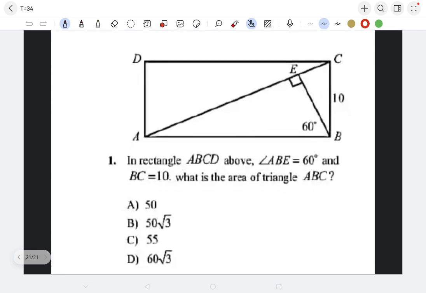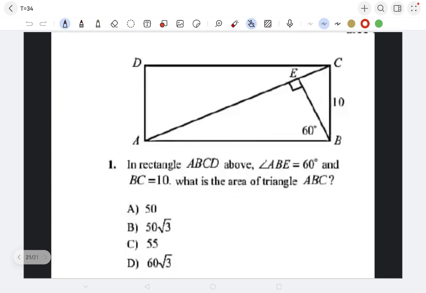Okay. Now I'm moving towards my question. They are saying in rectangle ABCD above, angle is 60 degrees and BC equals 10. What is the area of triangle ABC? Actually, we have to find the area of this triangle. So what is so difficult about it? You know, it's a rectangle. Then this complete angle is of 90. If this is 60, this has to be 30. And this is again 90.